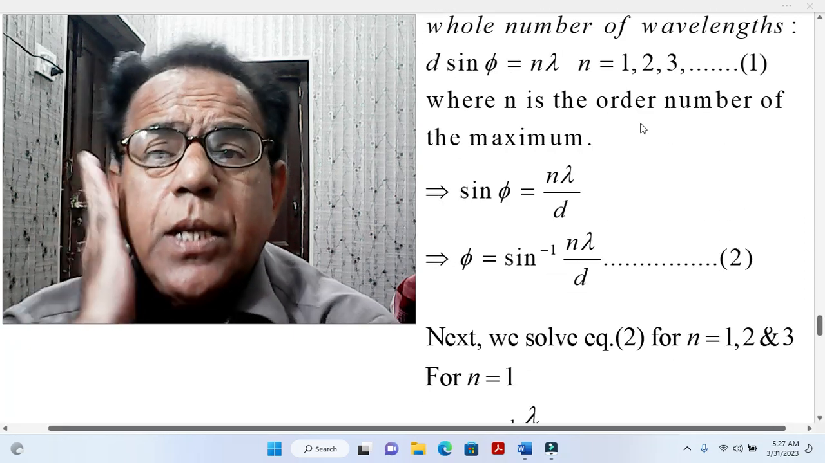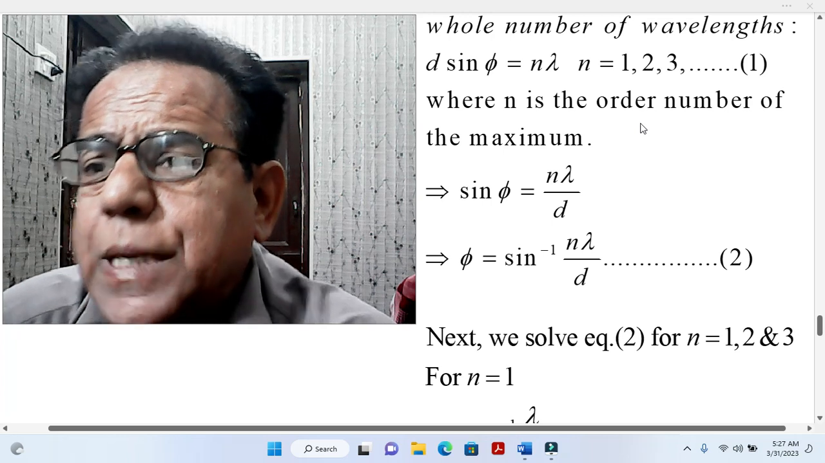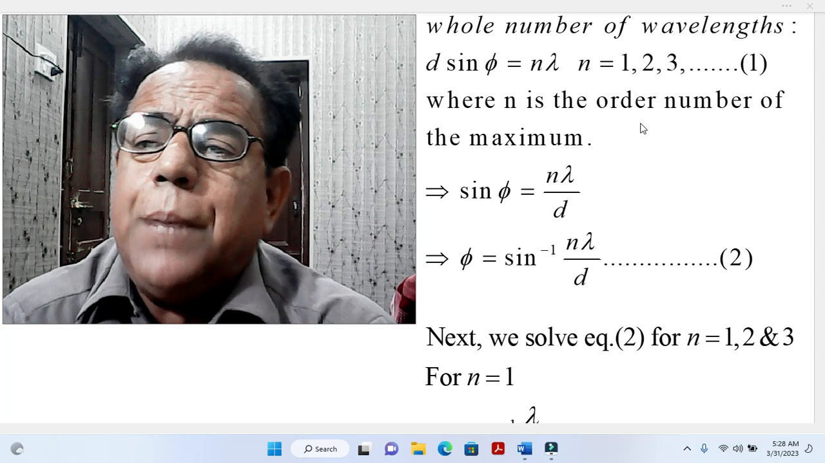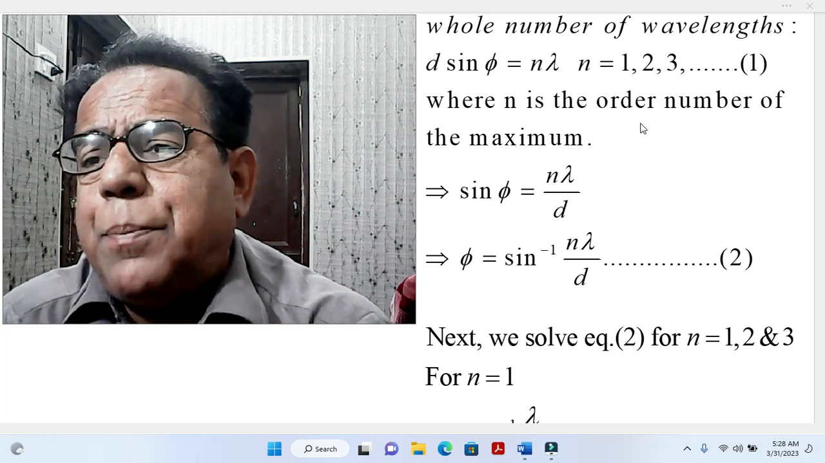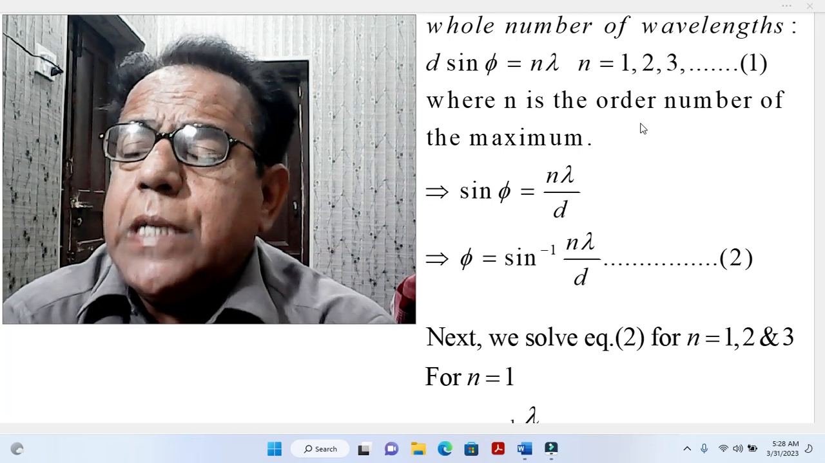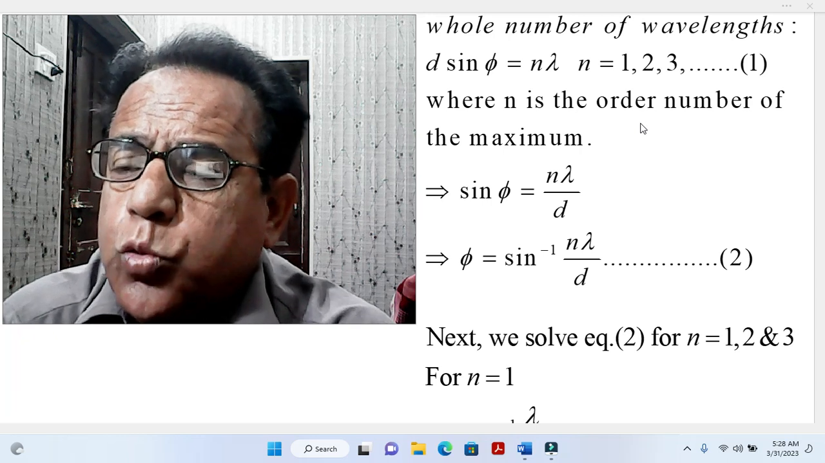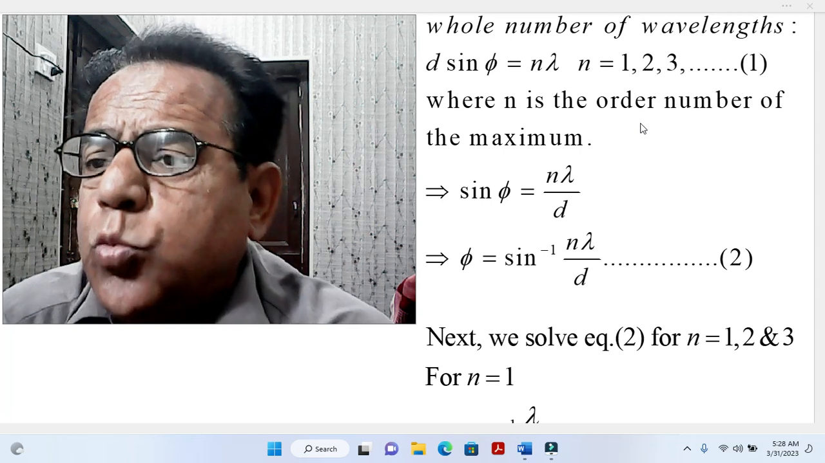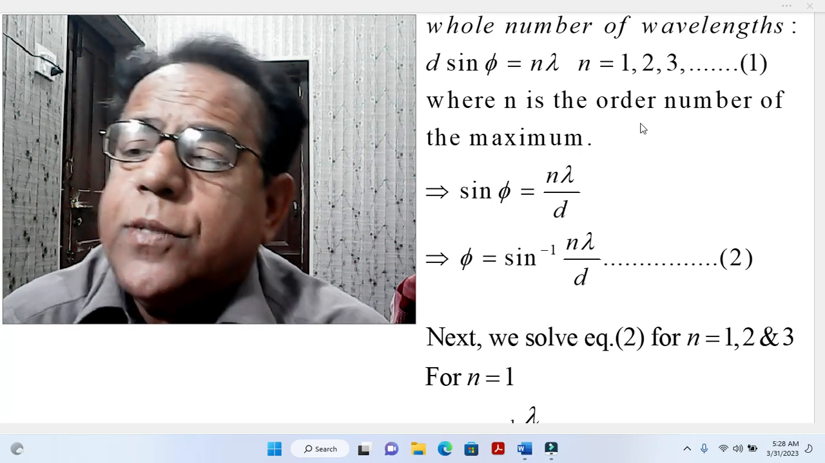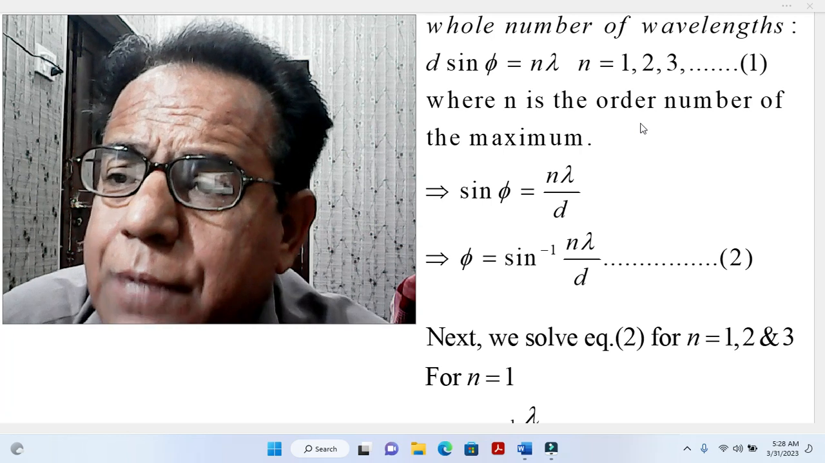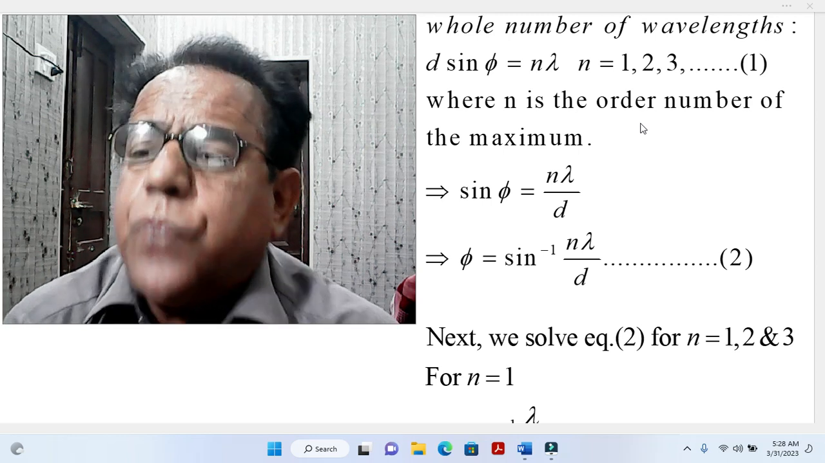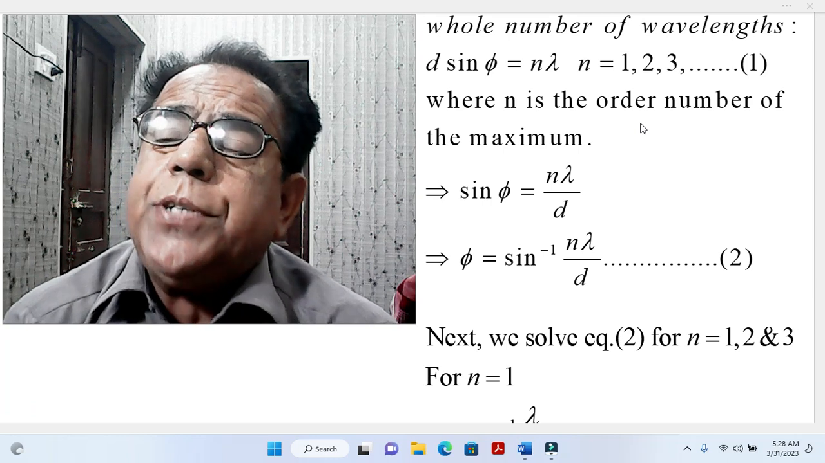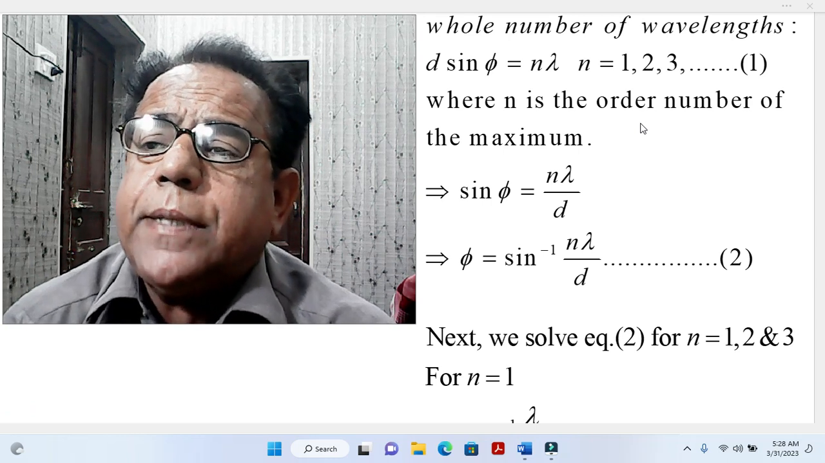Now sine phi has become equal to n lambda over d. This implies that phi will become equal to sine inverse of n lambda over d. We have given equation number 2 to this expression. Next we solve equation number 2 for n equal to 1, 2 and 3. When we solve equation number 2 for n equal to 1, then 2, and then 3, it will take the form of equations number 3, 4 and 5.